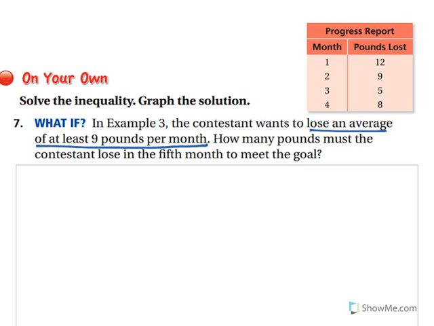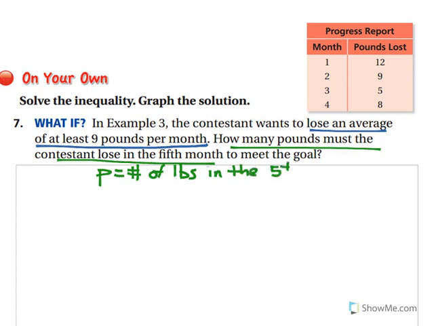Okay, well, let's go ahead and see how we did here. We're going to go ahead and first identify our variable. And so our variable is how many pounds must the contestant lose in the 5th month? So p we can put down as number of pounds, lbs, in the 5th month. Okay, that's what we're going to do here. And so we're going to set up our inequality. And again, we know we're going to divide by 5.